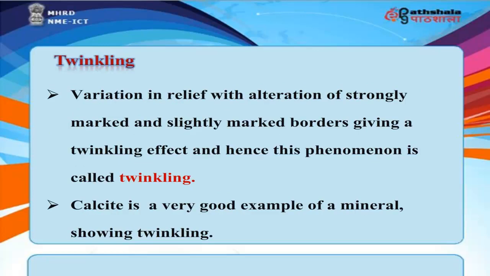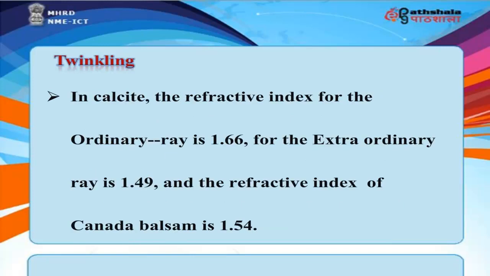Variation in relief, with alternation of strongly marked and slightly marked borders, gives a twinkling effect, and hence this phenomenon is called twinkling. Calcite is a very good example of a mineral showing twinkling. In calcite, the refractive index for the ordinary ray is 1.66, for the extraordinary ray is 1.49, and the refractive index of Canada balsam is 1.54.